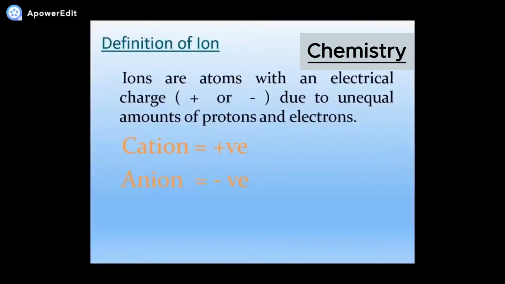You can see the definition over here. The ions are the atoms with an electrical charge, plus or minus, due to an unequal amount of protons and electrons. Cations are positively charged and they are formed after losing an electron. Anions are negatively charged and they are formed after gaining an electron. This is what we studied during the last 20 minutes. Let's see what is next.